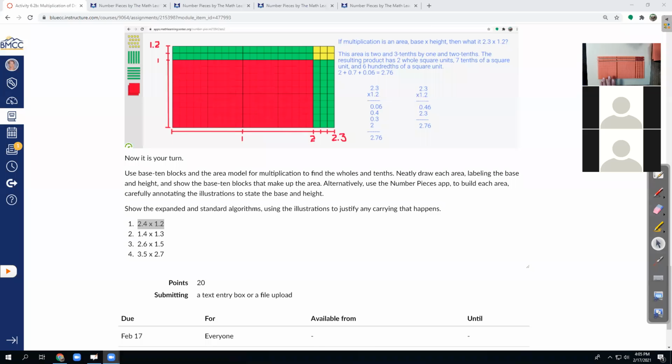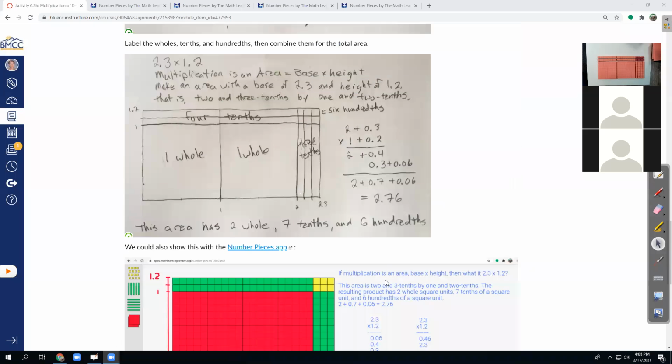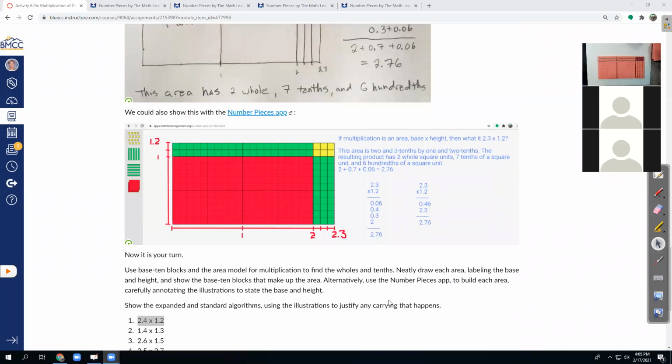All right, so back to, let's see, share my screen. So the goal here, now I just want to keep something in mind. Your goal is to clearly communicate these problems to me. Now to do that up front, you've got to make a statement. So for example, here in my picture, I'm saying if multiplication is an area, base times height, then what is 2.3 times 1.2? So you got to have some setup for the problem.